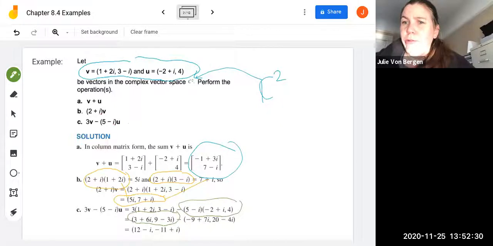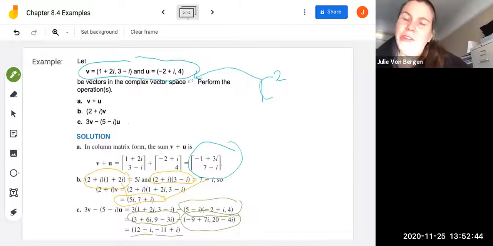the first term and the second term. And then combining like terms, we get 12 minus i in the first component and negative 11 plus i in the second component. So a lot of arithmetic in these calculations, and it works just like you would expect and what you know from combining complex numbers.